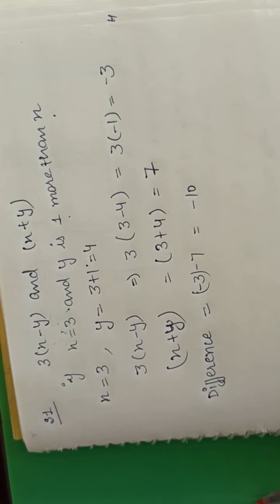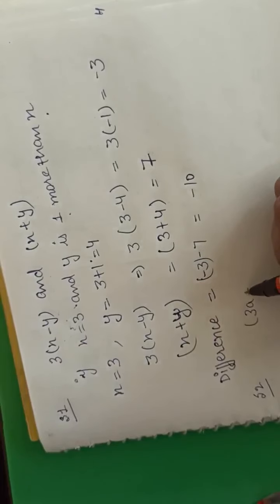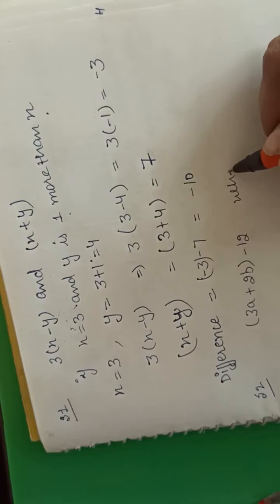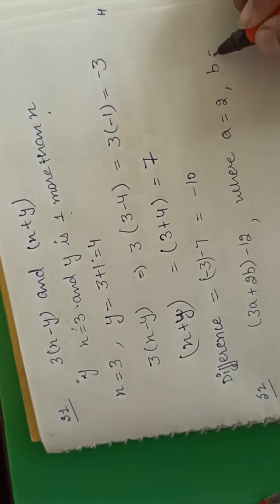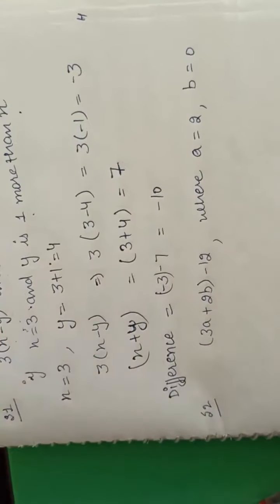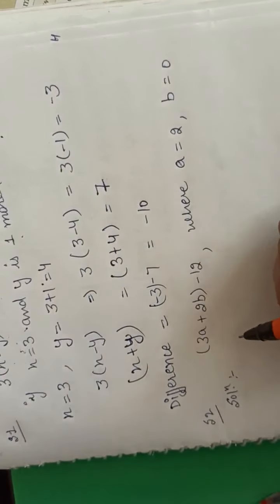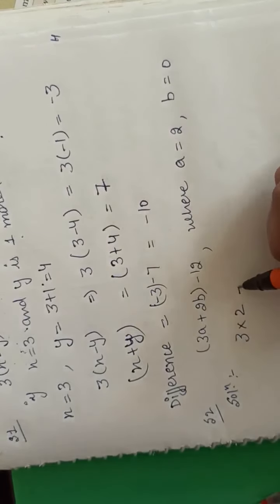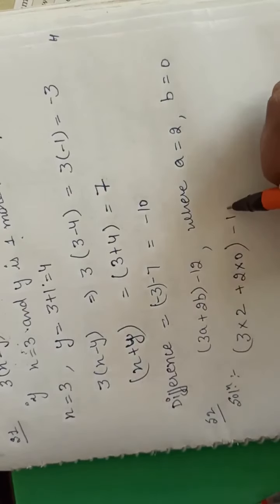Evaluate the expression (3a plus 2b) minus 12. S2: 3a plus 2b minus 12. And the condition for this is a equals 2 and b equals 0. Right? So now we will put the values. Solution like this: 3 multiply a, the value of a is 2, plus 2 multiply the value of b, which is 0, minus 12.